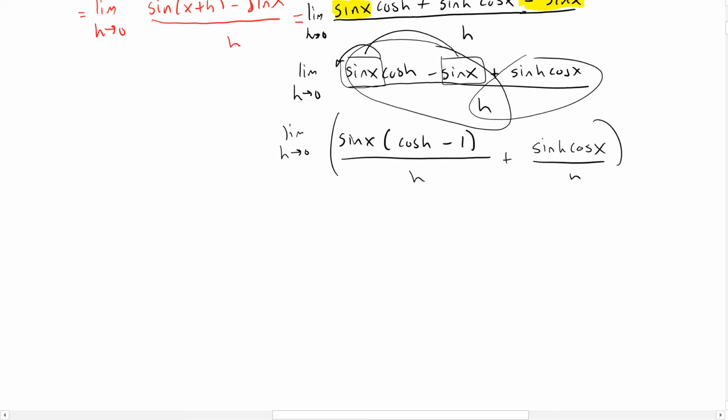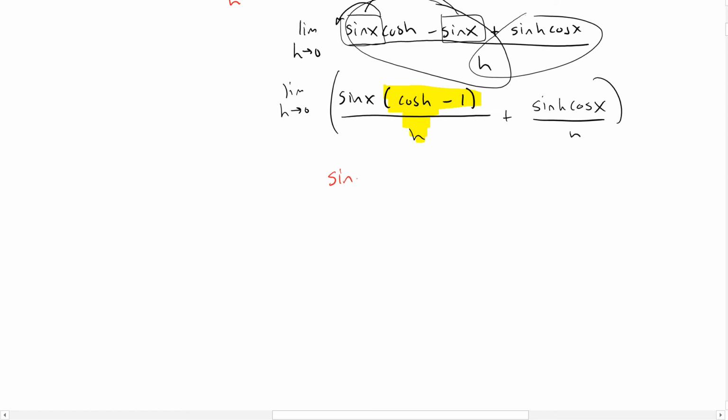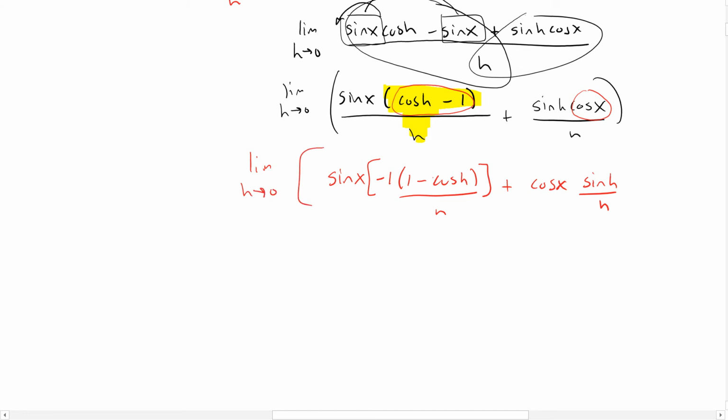Let's take a look at this highlighted part right here. That looks very familiar. It looks a lot like one of the trig limit definitions you have seen. Let me rewrite it so it becomes more familiar. It's sine x, and I factor out a negative so I get 1 minus cosine h all over h, plus, and do you see this cosine x? I'm going to move it to the front and leave it as sine h over h. Now I'm taking the limit as h approaches 0 of everything.